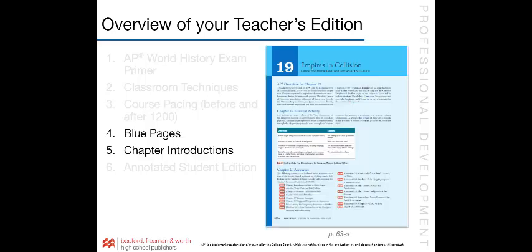Do not hesitate to adjust the pacing if you require some extra time on any particular topic or chapter. The blue pages that run before each chapter are designed to support teachers as they prepare to teach and as they teach chapters. Each set of blue pages starts with a chapter overview that describes the scope of the chapter, as well as an explanation of how it corresponds to the College Board's AP units for the World History exam.